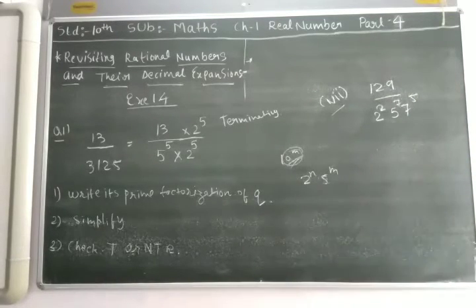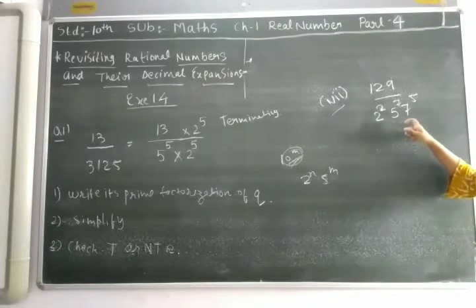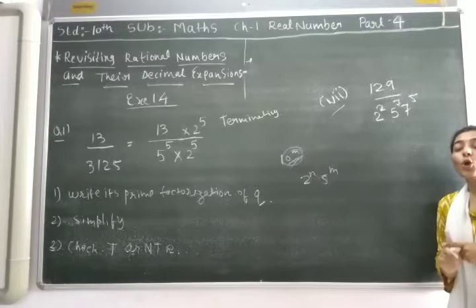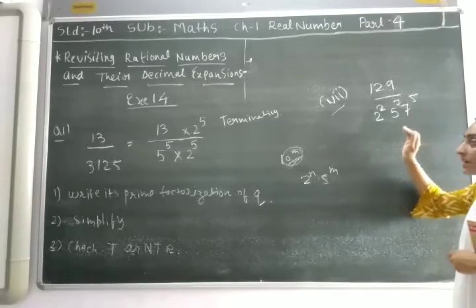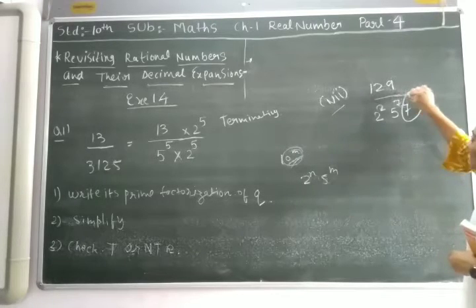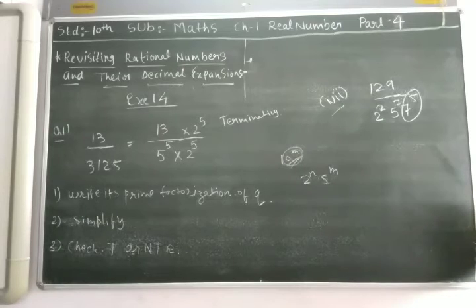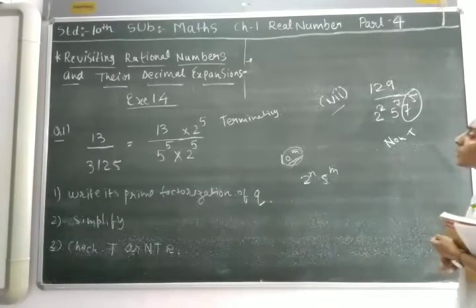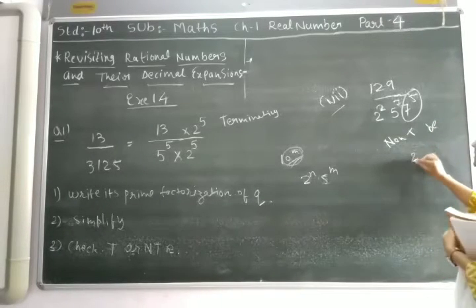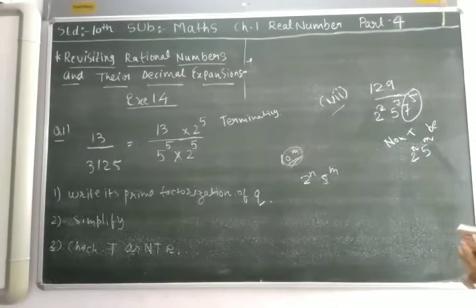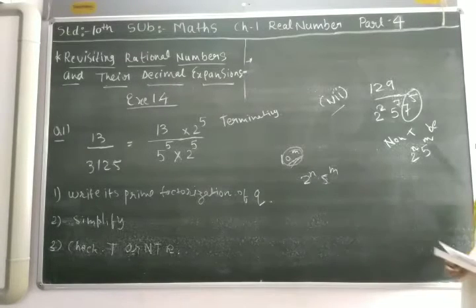Now look at this: 129, and 2 raised to 5, 5 raised to 7, 7 raised to 5. Is it terminating or non-terminating? Non-terminating. When you simplify it, the 7 will not cancel out. So we simply say it's non-terminating, because it's not in the form of 2 raised to n, 5 raised to m. Understood?